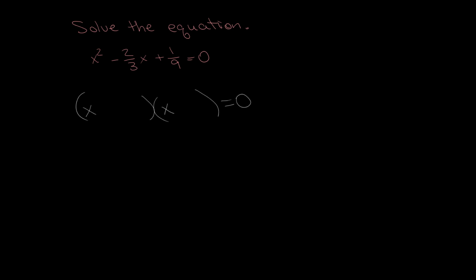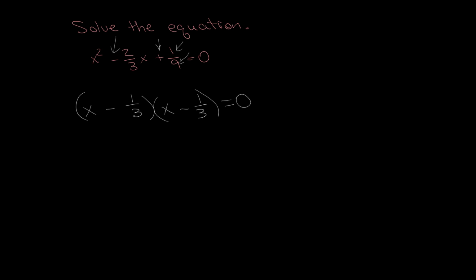Now, I know this seems a little confusing, but let's just do one number at a time. So what times what gives you 1? 1. What times what gives you 9? 3. Now, this is a positive, so we need the same sign here. This is a negative, so both of these have to be negative. Let's just check to make sure.